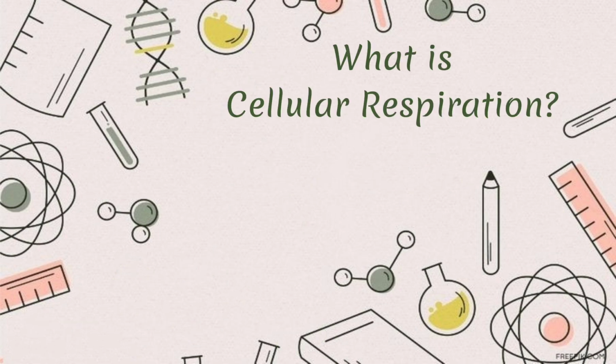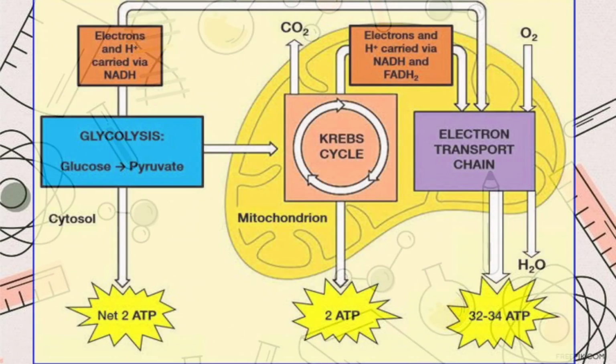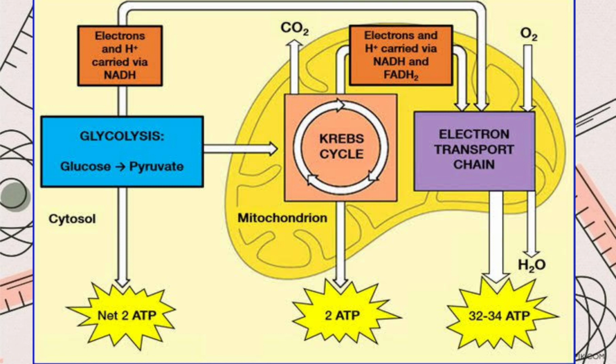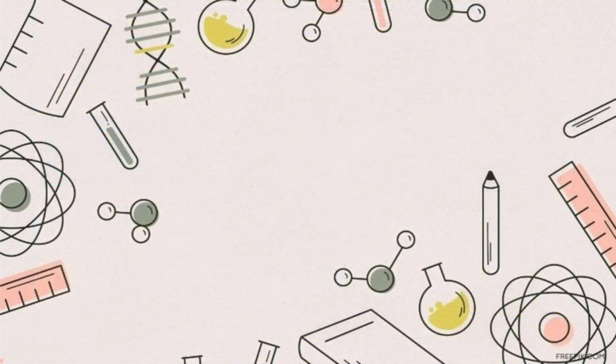What is cellular respiration? Cellular respiration is a process by which your cells break down macromolecules like glucose to produce ATP. There are three stages in cellular respiration. The first stage is glycolysis, which is the partial breakdown of glucose to pyruvic acid. The second stage is the Krebs cycle, or the complete oxidation of pyruvate to release carbon dioxide. And finally, the electron transport chain, or the oxidation of NADH and FADH2 to generate ATP.